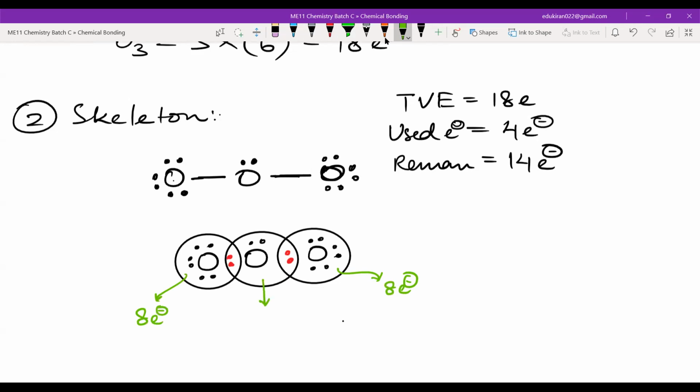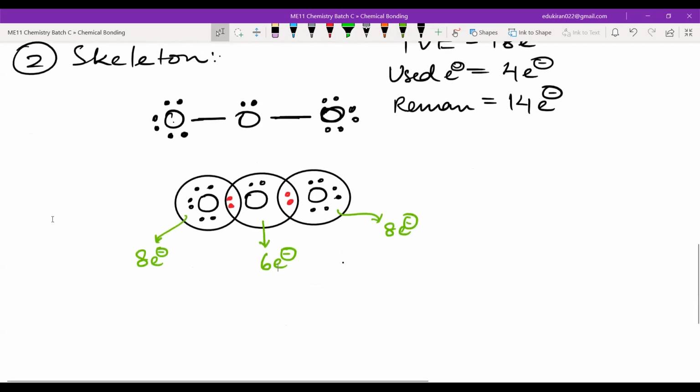But what about this oxygen atom? 6. 6 electrons. So this is unhappy, right? This is unhappy. So this oxygen will ask the terminal oxygen, please give me 2 electrons. And whenever the electrons are given, they will be given as pairs. They will always be given as a pair.